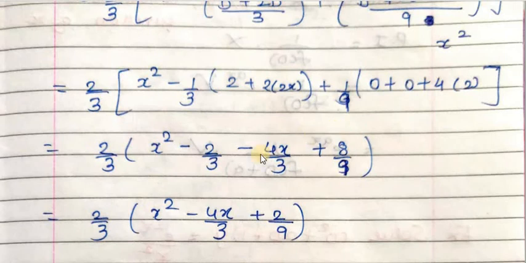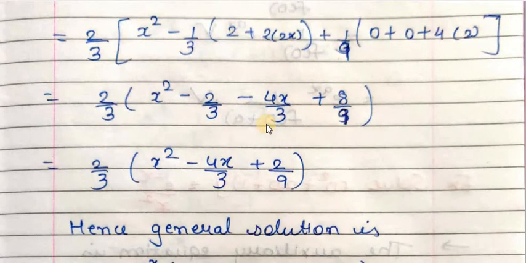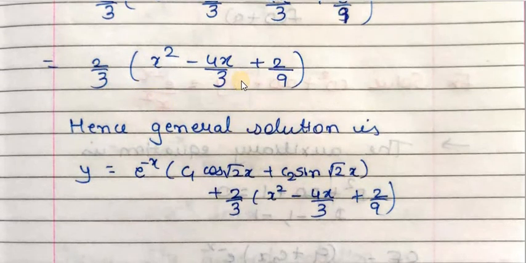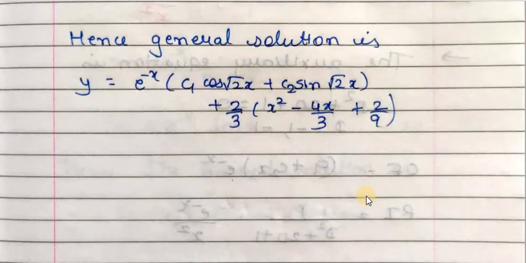Now we have to simplify this result only. This is x square, then minus 2 by 3, 2 2s are 4, so it will become minus 4x by 3, and plus 2 4s are 8, 8 by 9. Now we have to simplify this result only by taking LCM. So we will get the final result, this is pi, and at last you have to write down y equals to cf plus pi. Done?